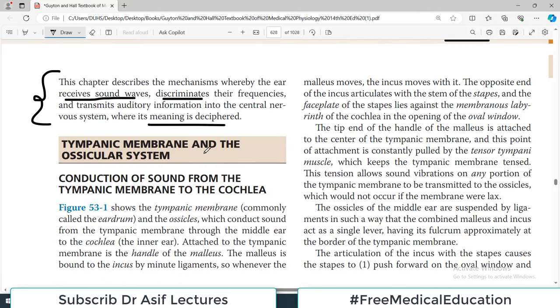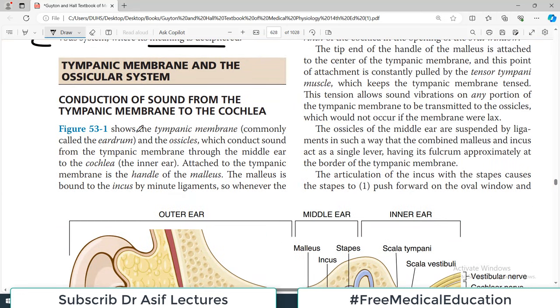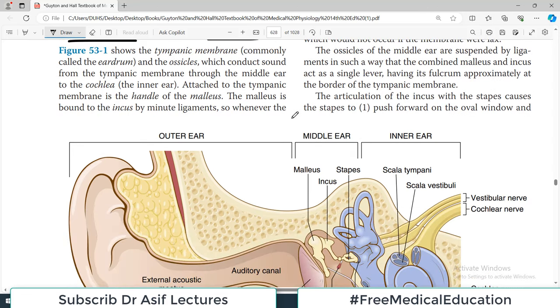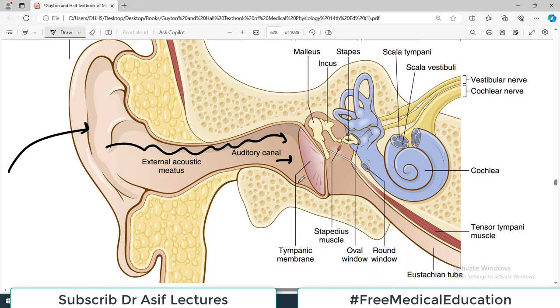So let's start with the tympanic membrane first, because they are assuming that the entry of air into the canal up to the tympanic membrane is a simple passage of air. Air just gets in there and then hits the tympanic membrane. So they are beginning their story from the tympanic membrane. Conduction of sound from the tympanic membrane to the cochlea is their initial point, because the canal is simple, it's just a tube. The sound waves hit and the air goes inside. Now the story begins when the tympanic membrane is hit with the sound waves.